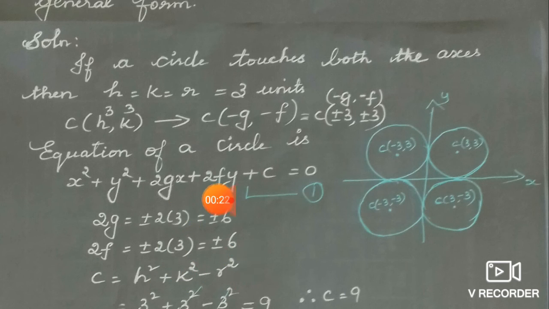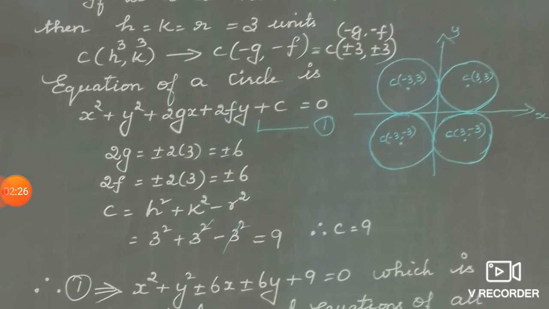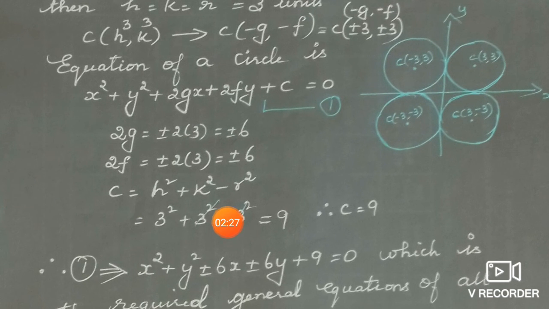So you can substitute for 2g and 2f here. To obtain c, you have a formula: c is equal to h square plus k square minus r square. h is 3, so 3 square. k is also 3, so 3 square, minus r, which is also 3, so 3 square gets cancelled. So you have 3 square, which is 9. Therefore the value of c is 9.